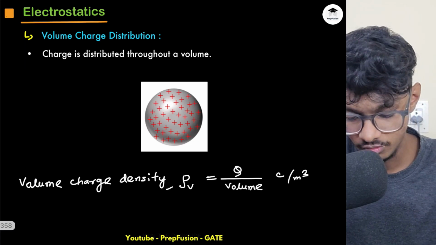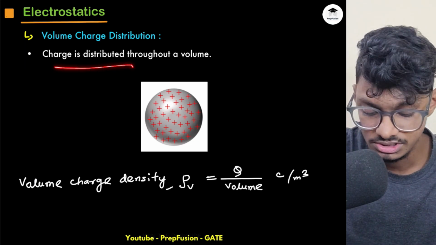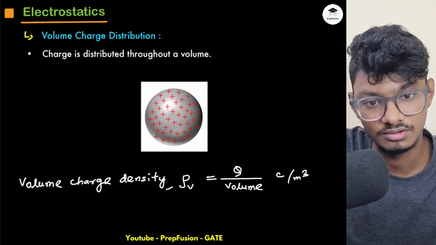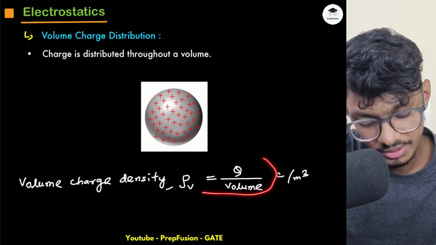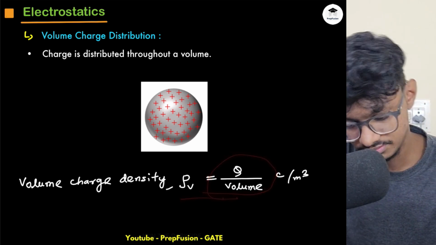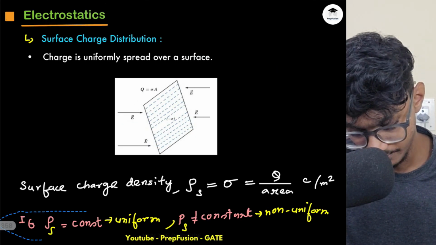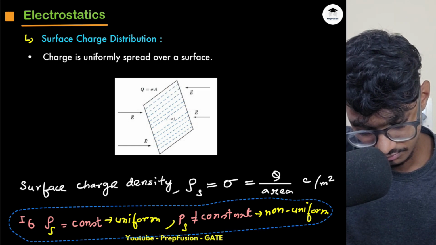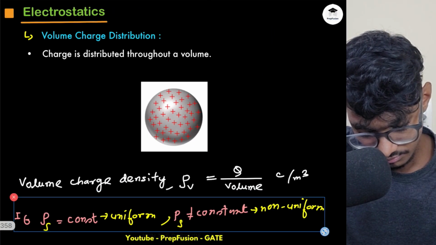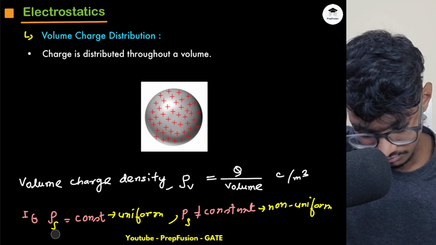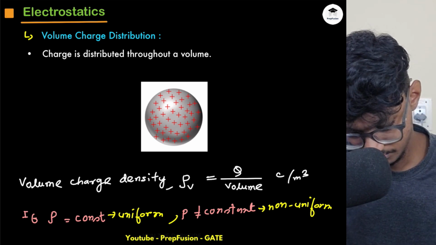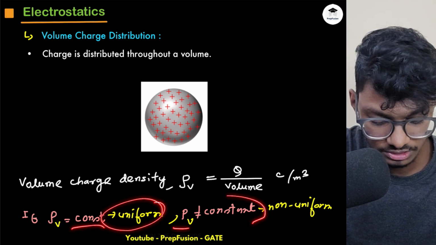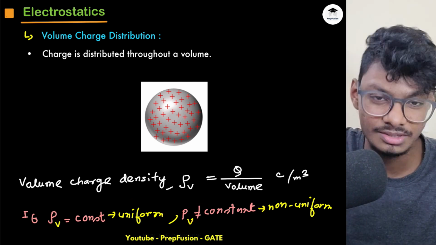Okay, next, volume charge distribution. In a volume charge distribution, charge is distributed throughout a volume. So again, the same thing: it will be charge per unit volume, the charge density, and I will copy and paste the same thing only. If it is constant, then it will be uniform. If it is not constant, it will be non-uniform, right? So this is the basic distribution.